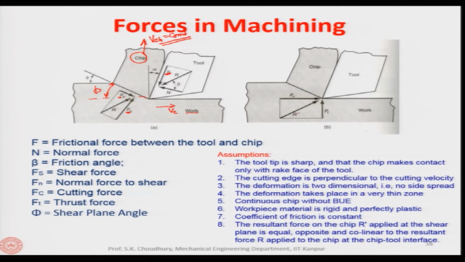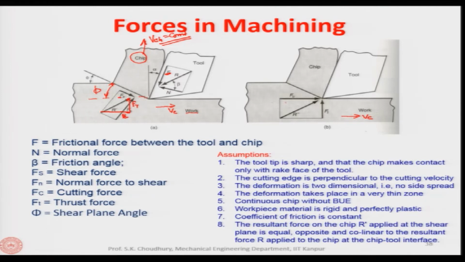Now, therefore, the R prime can also be resolved into two more components. For example, it is shown here. This is the same R prime we are resolving into two more components, Fc, which is parallel to the Vc, okay, this is the cutting velocity, and Ft, which is perpendicular to the cutting velocity. So, we can do it here in fact. Suppose this is the Fc and this is the Ft. Okay. This is the thrust force and this is the cutting force.